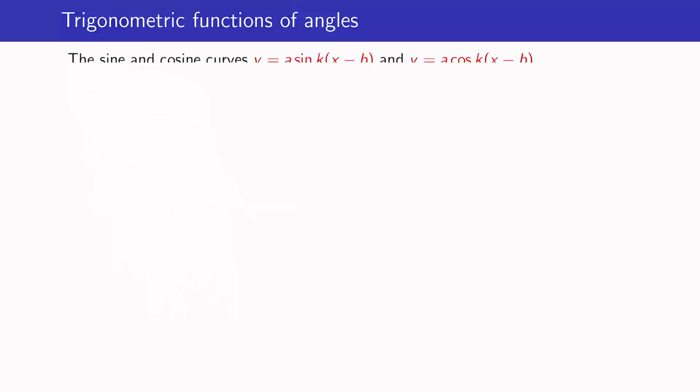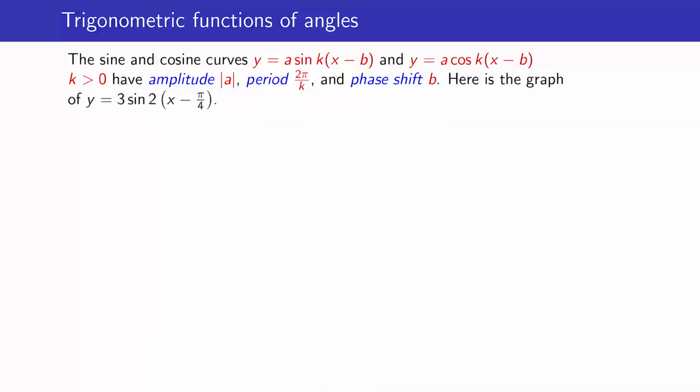If y is given by y = a sine(k(x - b)), or y is given by y = a cos(k(x - b)), then the amplitude of y is the absolute value of a, and the period of this function y is 2 pi over k. The number b is called the phase shift. Now let me explain to you how we sketch graphs of such functions.